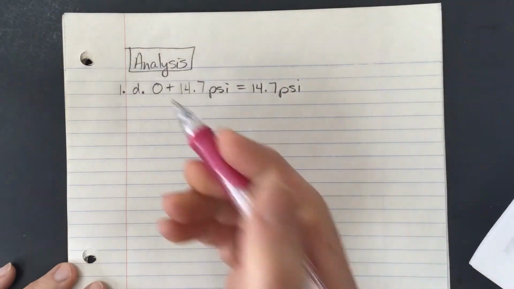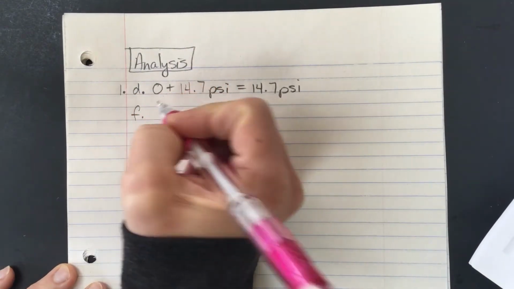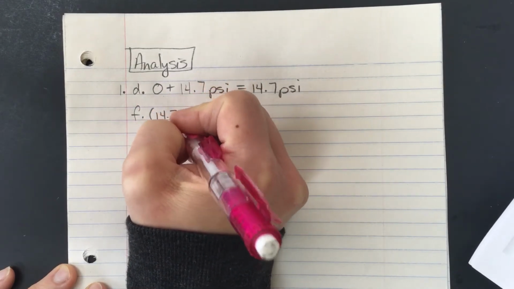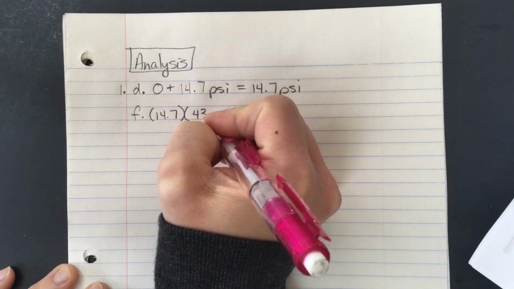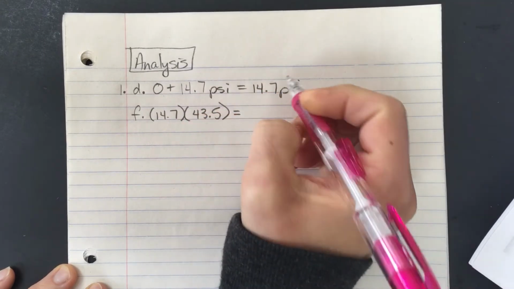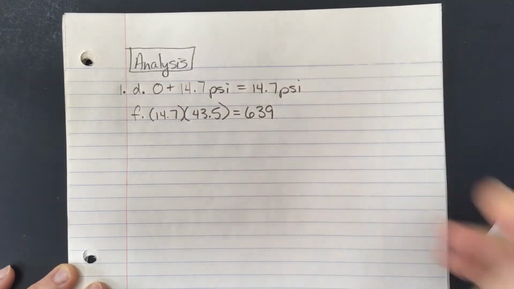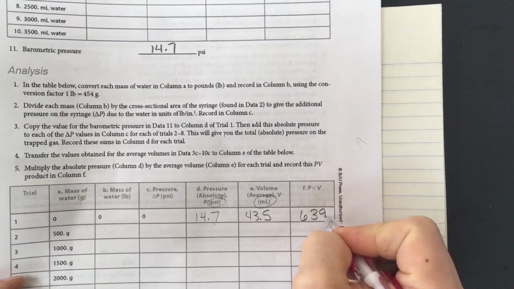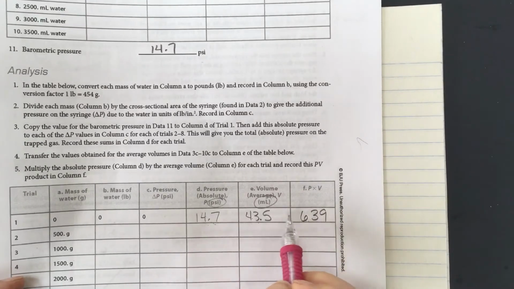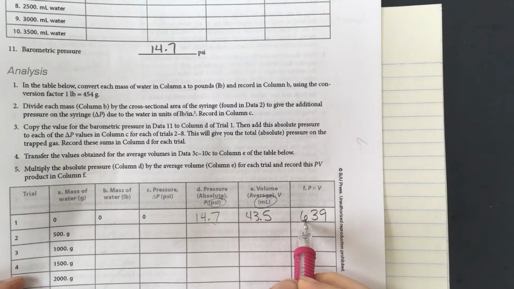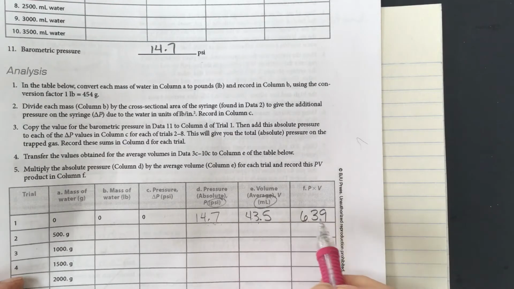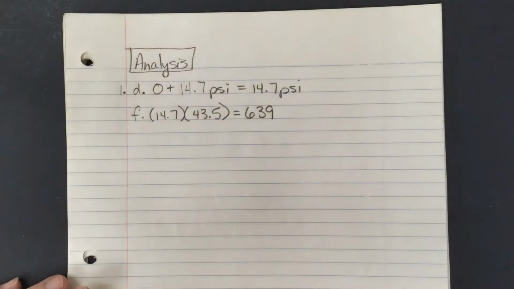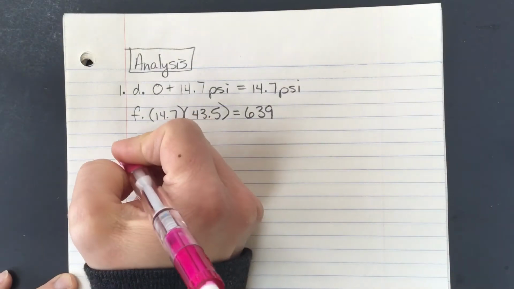But again, I want to see your work. So I'm going to write F on my paper, and I'm going to multiply 14.7 times 43.5. When I do that, I get 639. And I'm going to write that in my table. Again, your numbers will be different. If your numbers are different here, it will be different from mine here. But it's just multiplying these two numbers together. Don't worry about a label. I'm not really concerned about the label for this one. Okay, let's go on to trial 2.